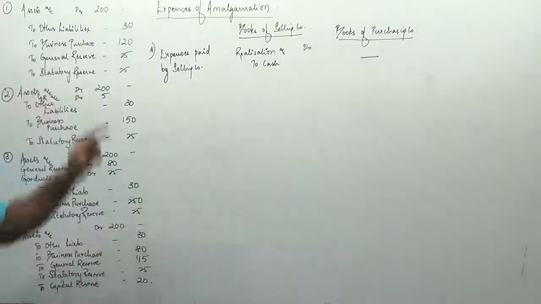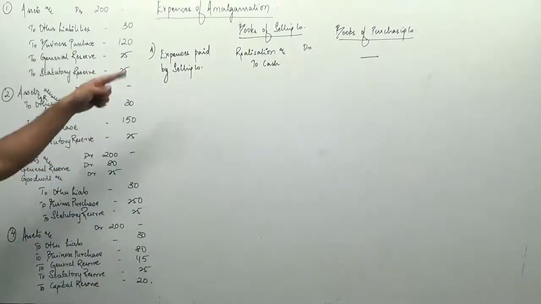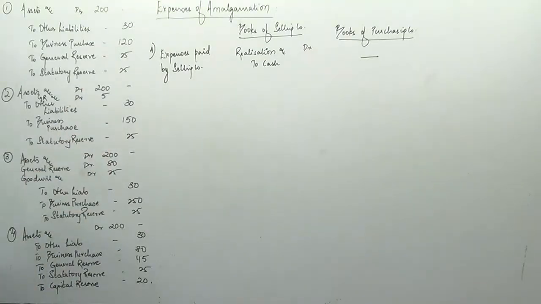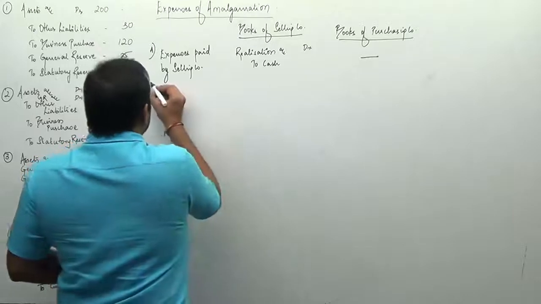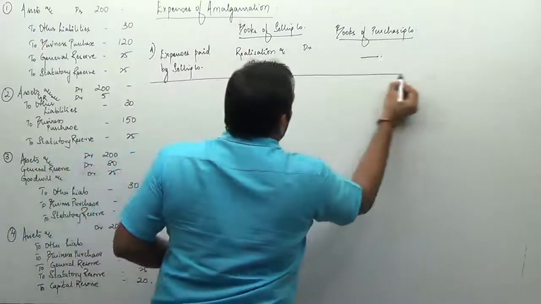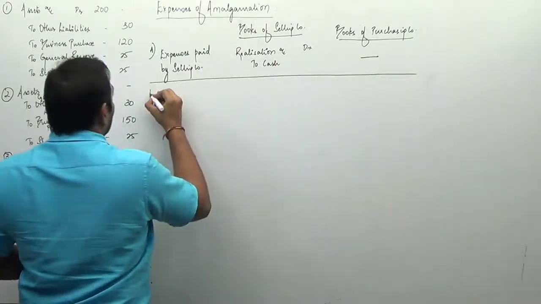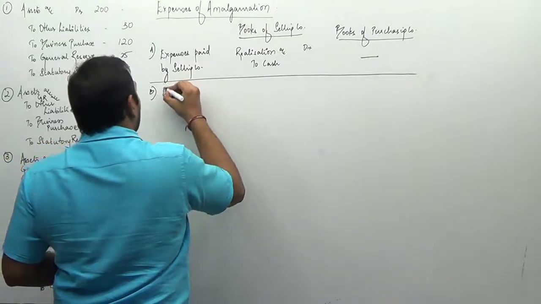An expense paid should reduce my profit. So I am debiting the realization account so that the profit on realization will automatically reduce with the amount of expenses paid. First adjustment. Second one.